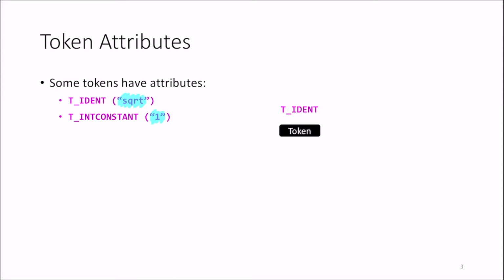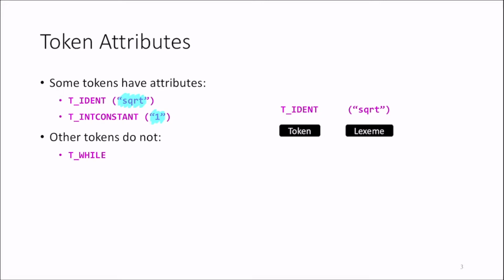The identifier name is called the token, or the token name, and the value that you get from matching it for a particular program is the lexeme. So in this case, we've identified sqrt as a sequence of characters that's a lexeme for the token called t_ident, which stands for an identifier.